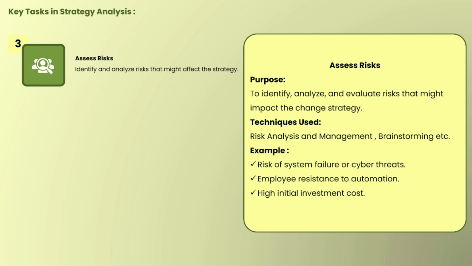Let us consider an example: downtime, which means that the system might crash when too many people use it. So this is one of the risks, that the system may crash, meaning the server may go down. You might have also heard such words: the server is down, the system is very slow. So the system might crash when too many people are using it; this is one of the risks.